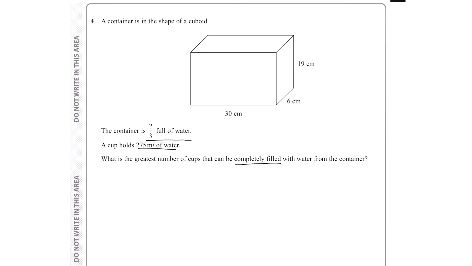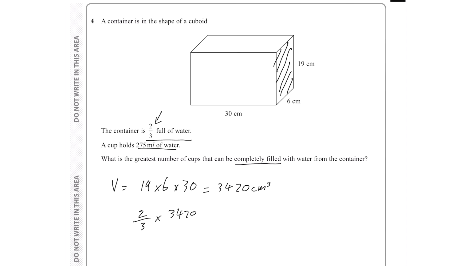So the first thing you're going to do is work out the volume of this container. So the volume is going to be the cross section, which is going to be 19 times 6. And then you're going to multiply that by the length. Again, it's a calculator paper. Type them into your calculator and you get 3,420 centimeters cubed. And now it's saying it's only 2/3 full, so we're going to do 2/3 times 3,420, which is 2,280 centimeters cubed.